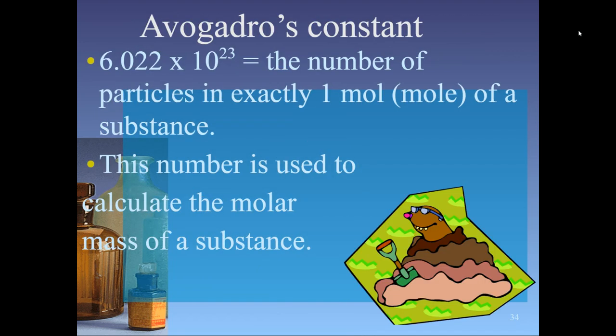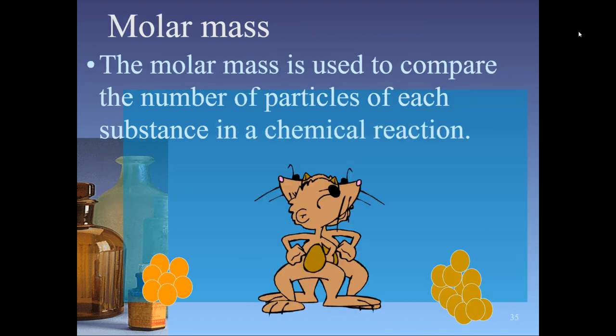Avogadro's constant is the number of particles in exactly 1 mole of a substance. This number is used to calculate the molar mass of a substance. The molar mass is used to compare the number of particles of each substance in a chemical reaction.